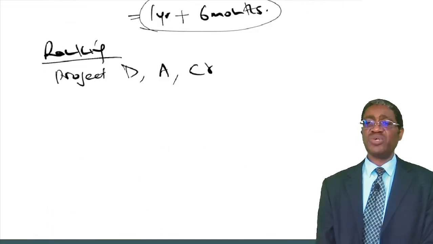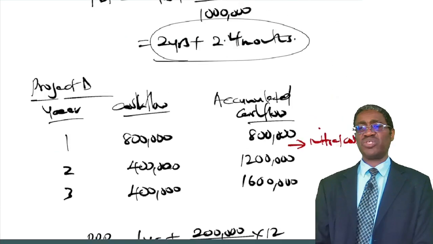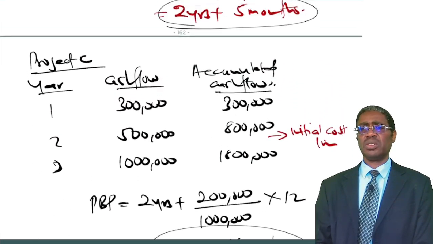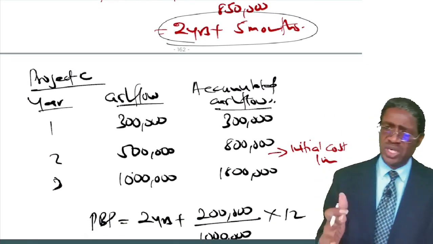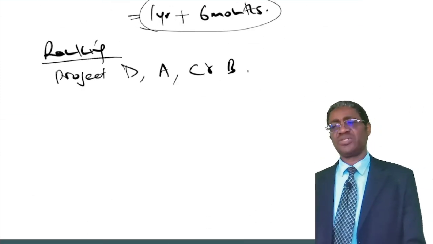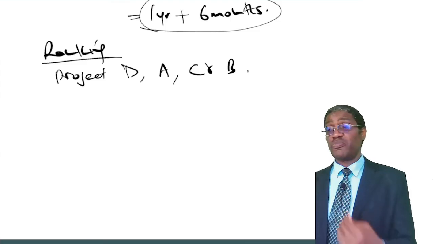And then finally we go to B, which was taking us the longest. B was taking me 2 years and 5 months, sorry, 2 years and 5 months. Good. That is it for that question. We are through with part 1 of the question.